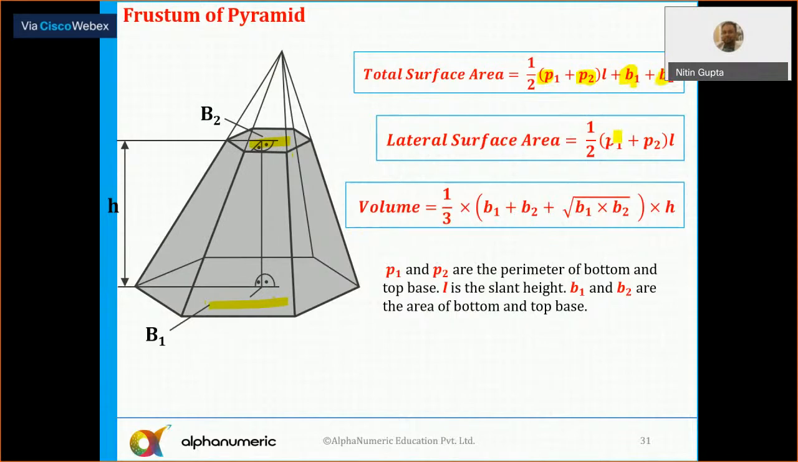Similarly, lateral surface area is equal to half of (P1 plus P2) into L. And volume is equal to 1 by 3 into the area of the top base plus the area of the bottom base, plus the square root of the product of the areas of these two bases, into height. So this is the direct formula for the frustum of a pyramid.